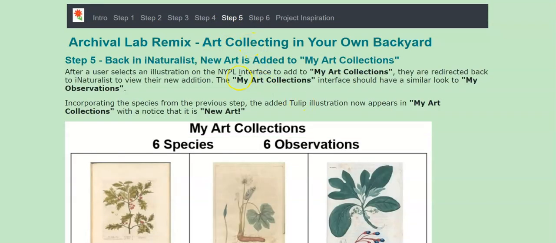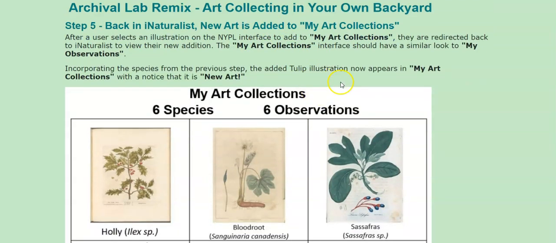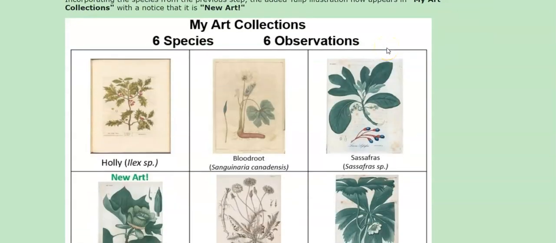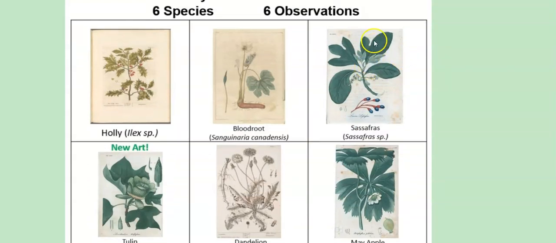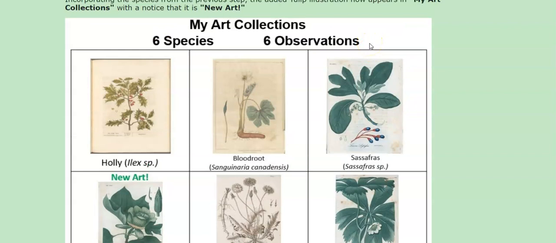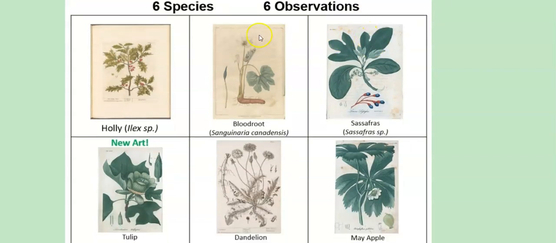And then, once you've selected your botanical illustration, it pulls you back into iNaturalist and it adds that print to My Art Collections, which is the new section on your profile where you can collect all of your prints that you have matched to species that you found out in the wild, and it kind of matches the aesthetic and the look of the My Observations page on iNaturalist. And here's an example of what it would look like.